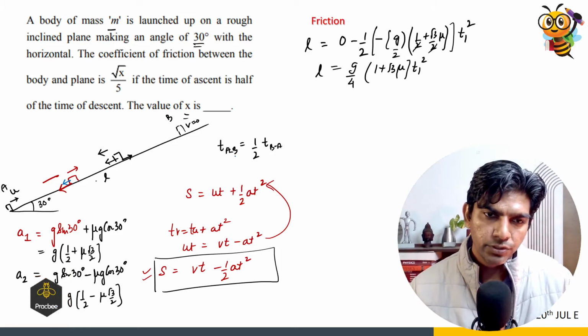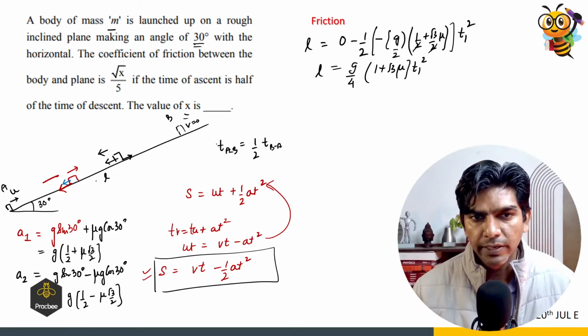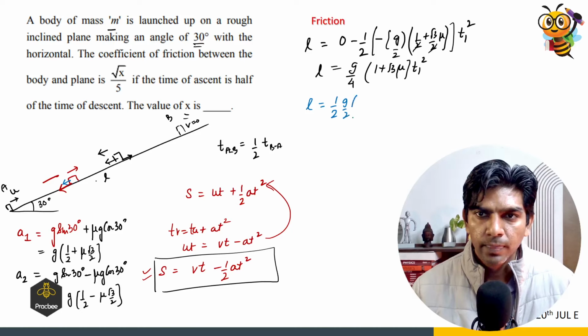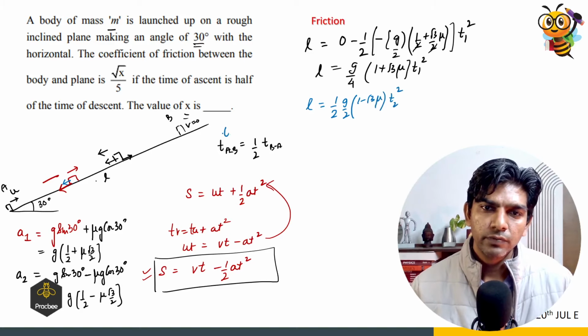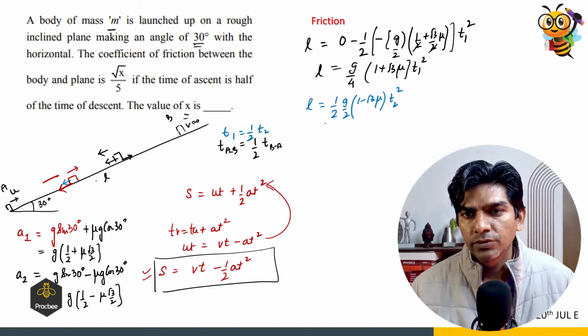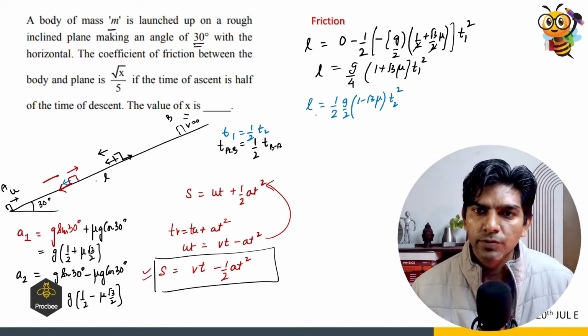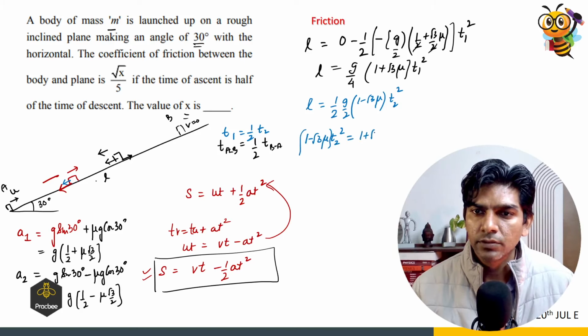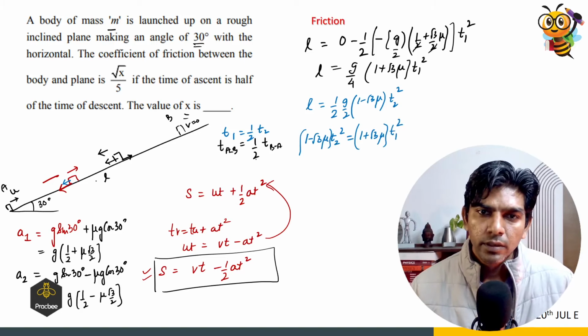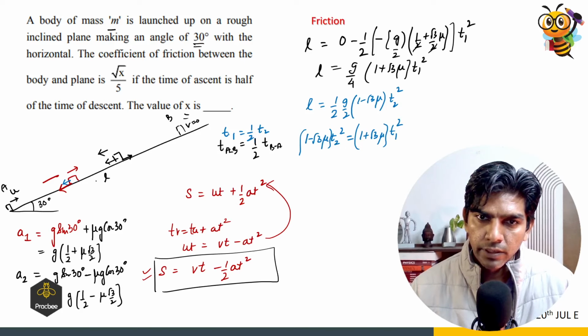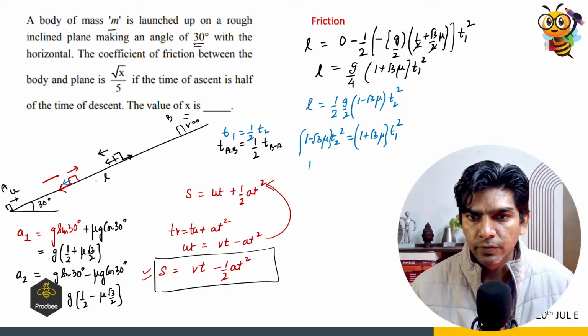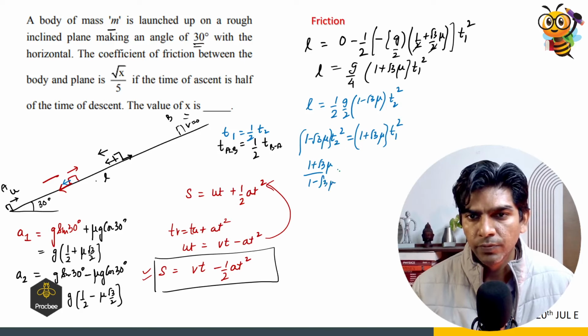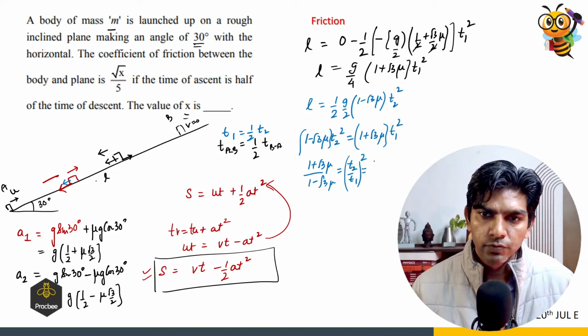Similarly, if I use the second equation from B to A, the initial velocity will be 0, so L comes out to be half, acceleration will be g by 2, 1 minus root 3 times mu, T2 square. Here T2 is twice T1, and we have to find mu. Let us equate these two equations. So 1 minus root 3 mu times T2 square will be equal to 1 plus root 3 mu times T1 square, and T2 by T1 is 2. So 1 plus root 3 mu upon 1 minus root 3 mu is T2 by T1 square, which will be 4.